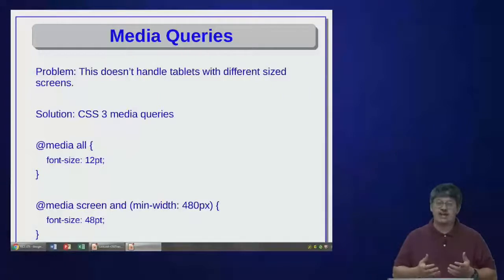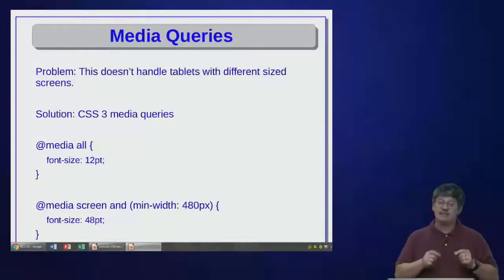Well, suppose that I have a rule at media all, that'll apply to print and screen and everything else, and I set the font size to 12 points. Now I can create a new rule that says, okay, if my screen is large enough, make the font bigger. So by default, I'll have a small font that will work well on a mobile device. But if I have a wide screen, a big screen like a desktop screen, I can make the font bigger. How do I do that?